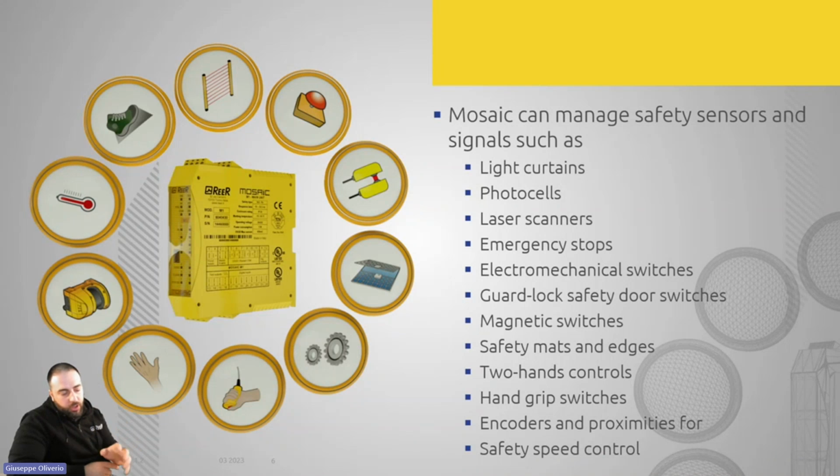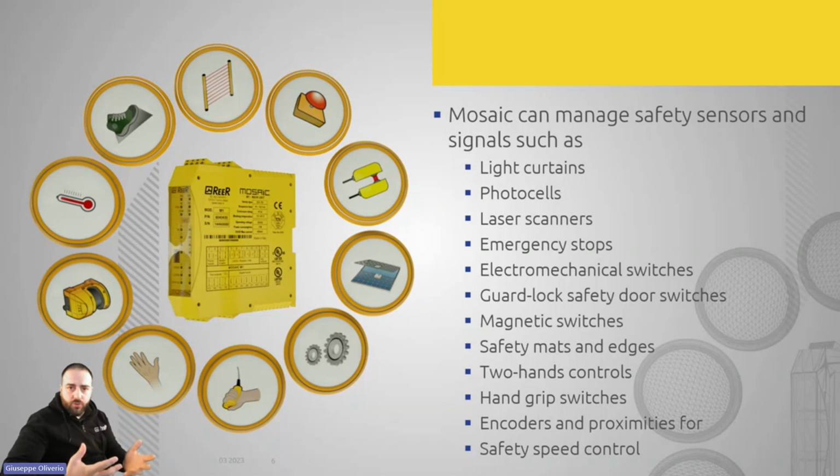So the controller is in charge of managing the signals from the safety devices and then also of managing the safety logic and the safety functions. So you can connect light curtains, photocells, type 2 photocells, laser scanners, emergency stops, electromechanical guard locks, electromechanical switches, magnetic switches, safety mats, and so on.